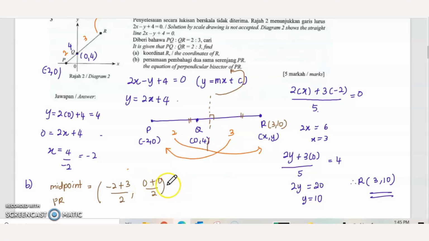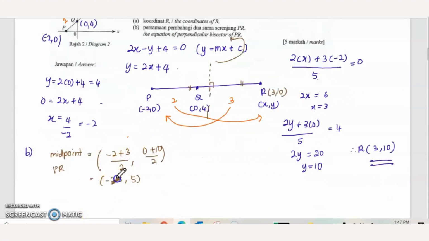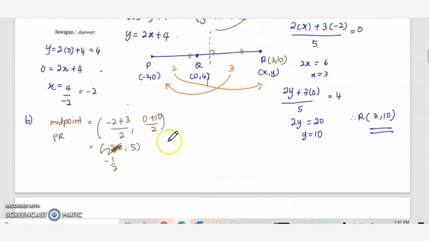So, the midpoint of PR is equal to negative 1 over 2, okay, and then 5. That is the midpoint of PR. And then we have to calculate the gradient, okay, the gradient of PR. Okay, gradient of PR, M_PR times with M perpendicular, perpendicular bisector, okay, will be equal to negative 1.